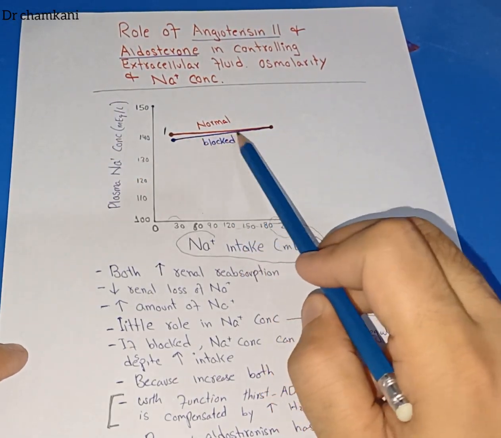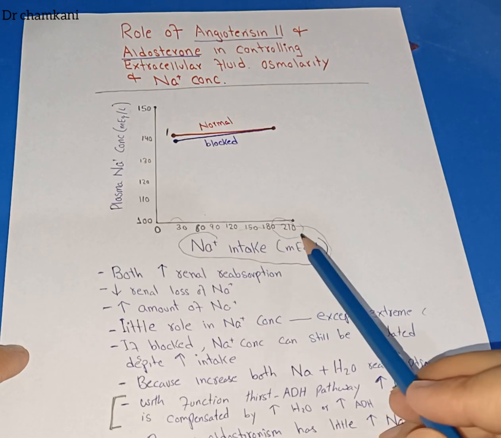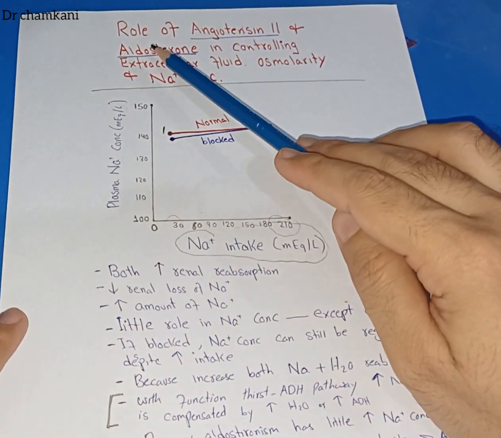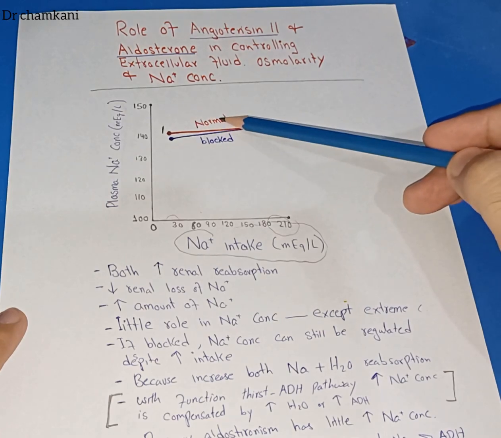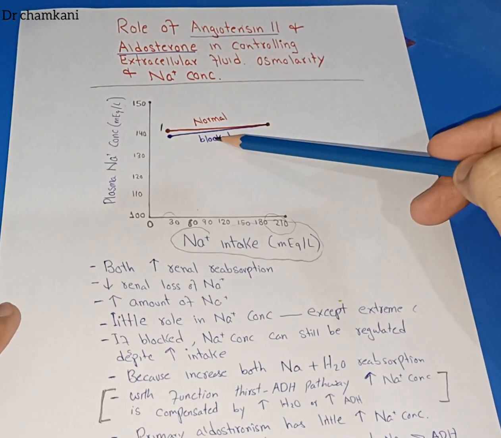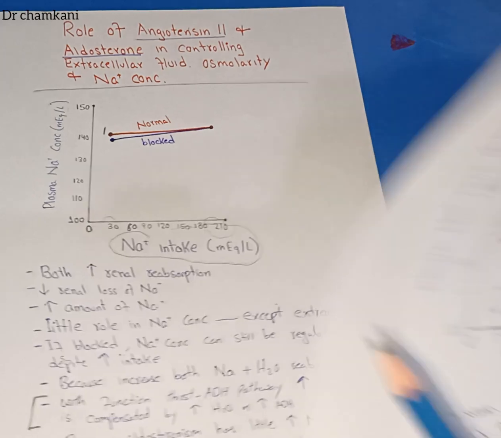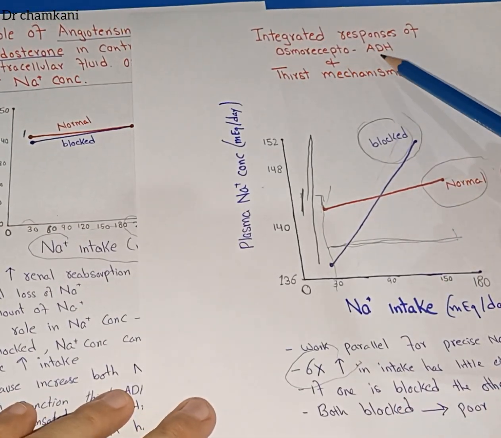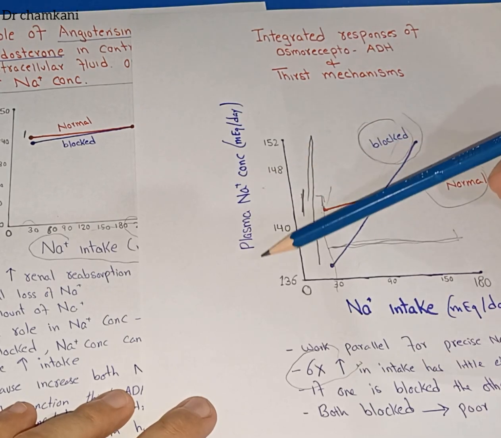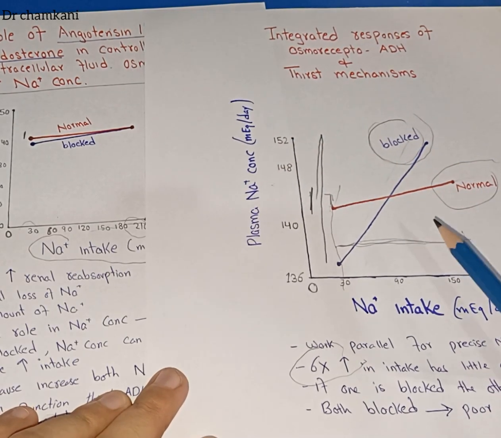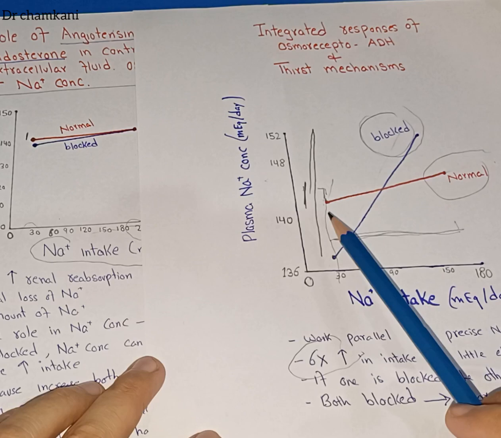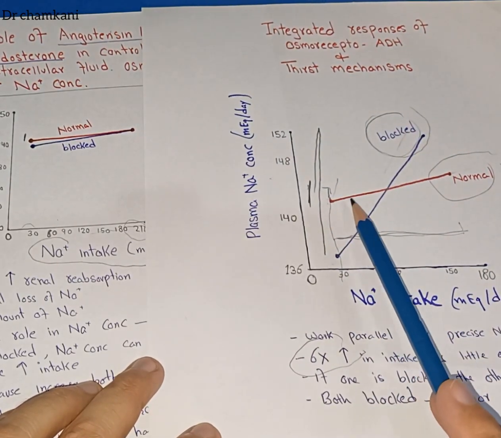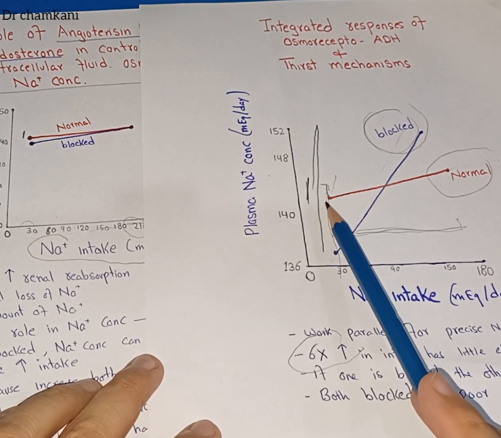You see the concentration remains within a narrow limit despite increasing the intake of sodium, with and without functioning angiotensin and aldosterone pathways. See here, both the pathways are normal. Here, both of the pathways are blocked. Now, this lecture is the complete opposite of our previous lecture, in which we discussed the response of osmoreceptor ADH and thirst mechanism in controlling the plasma osmolarity. We discussed in our last lecture that when the ADH pathway and the thirst mechanism are intact, the plasma sodium concentration is maintained within a narrow limit.